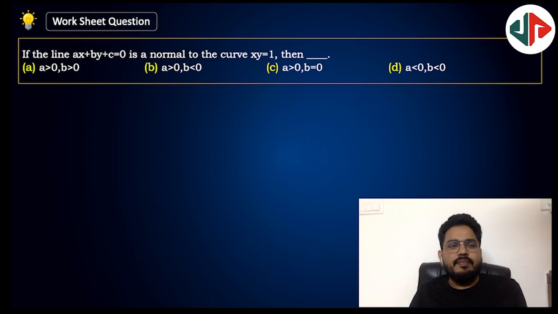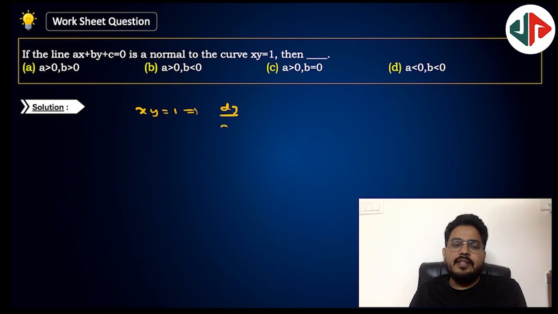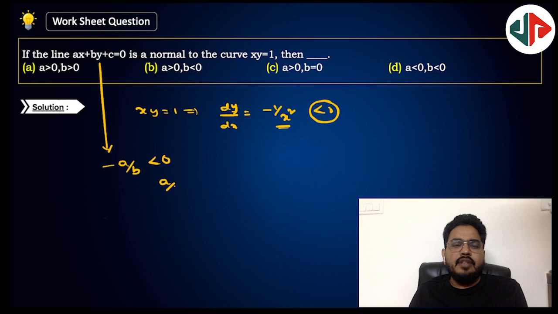Next question is, if the line ax plus by plus c is equal to 0 is normal to the curve xy is equal to 1. So xy is equal to 1, so that means dy by dx is equal to minus 1 by x square, which is slope is always negative. So slope of this line is minus a by b, should be negative. So a by b should be greater than 0.